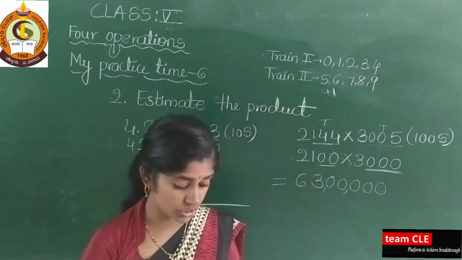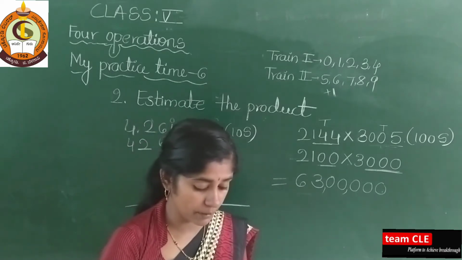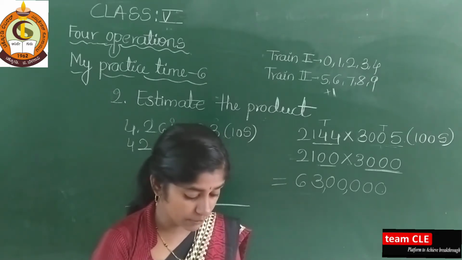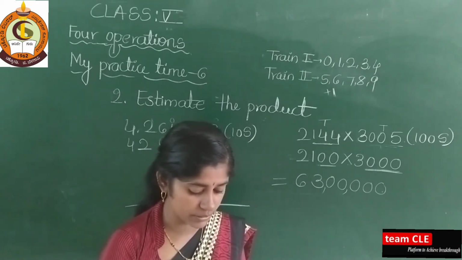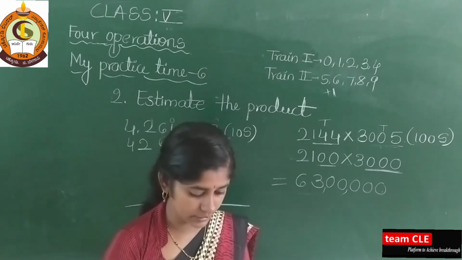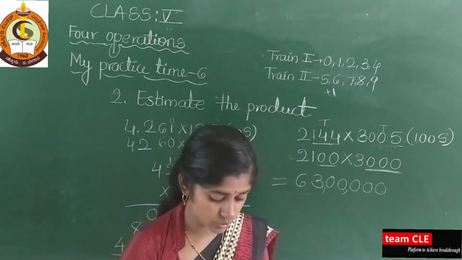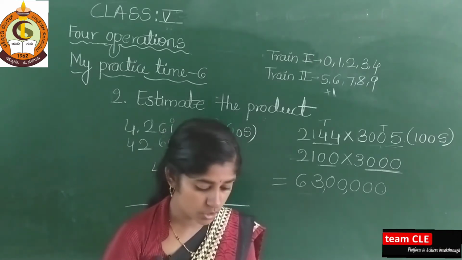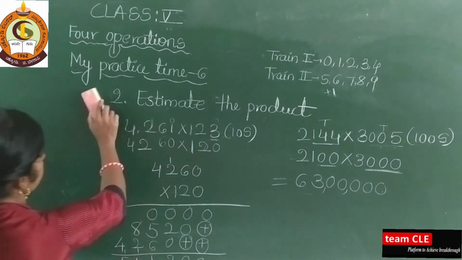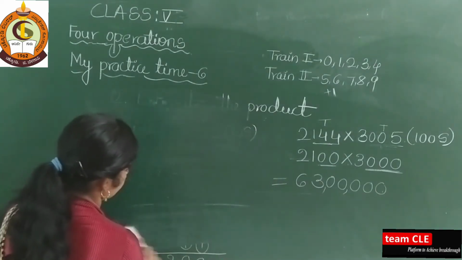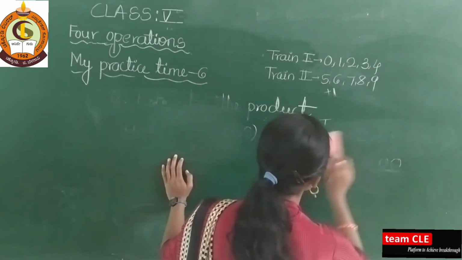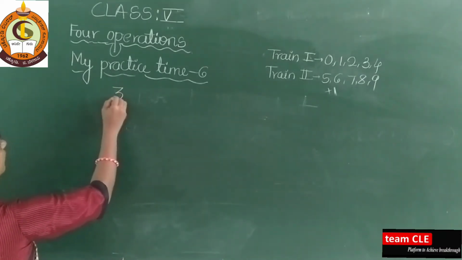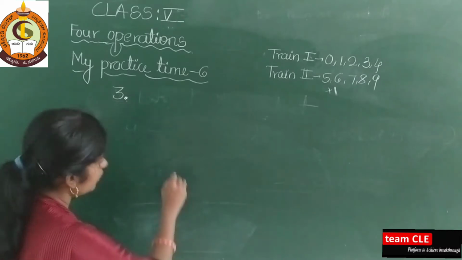Next, one more question is there, the third one: estimate the product by first rounding off the numbers. Estimate the product is already over. Next one: estimate the quotient by first rounding off the numbers as directed. Here they have given to round off to the nearest tens, hundreds, and thousands. So let us solve the third one. Okay, so in the third one, what is there?